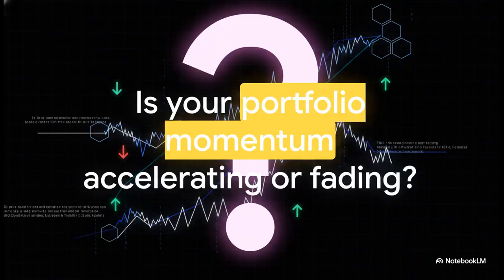So, we've totally upgraded your analytical toolkit today by decoding the ROC indicator. You now know exactly how to measure the actual speed of the market, not just its direction. I want to leave you with a bit of a challenge. Take this knowledge, open up your own charts, and ask yourself this. If you applied the ROC indicator to your own portfolio right now, is your momentum accelerating or are you running out of gas? Check the math, spot the divergences, and let the data guide you.